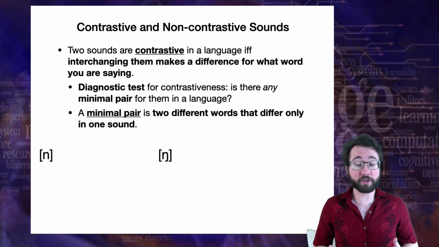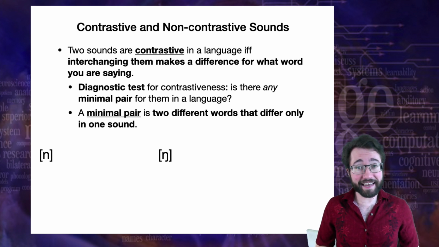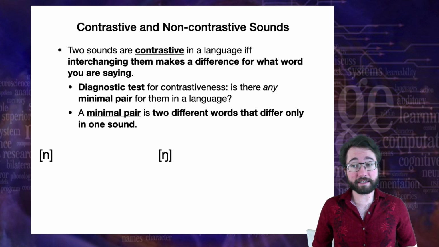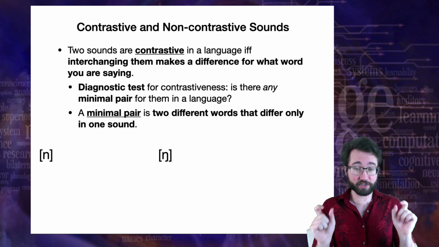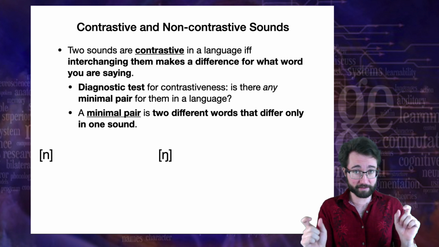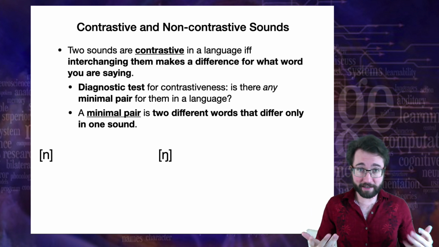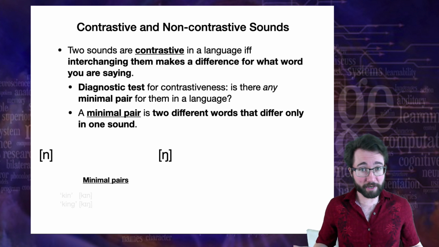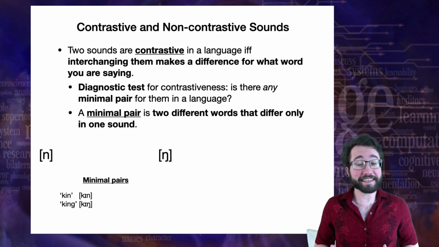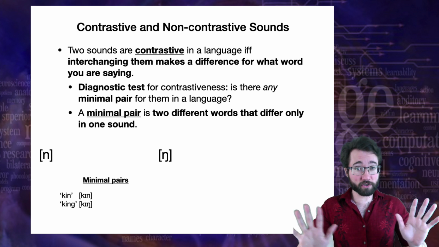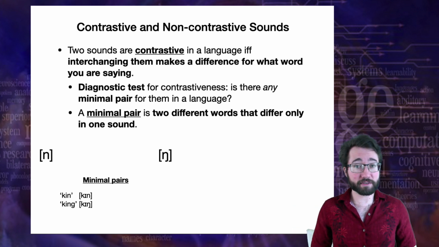For example, we looked at the sounds n, the alveolar nasal, and the sound eng, the velar nasal in English, and we asked, are these contrastive? Can you find a minimal pair, two separate words, which differ only in these two sounds? You might come up with minimal pairs like kin and king. Two words, totally separate meanings, they differ only in this one sound. It shows these two sounds are contrastive.